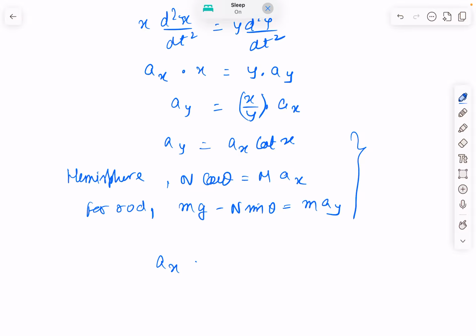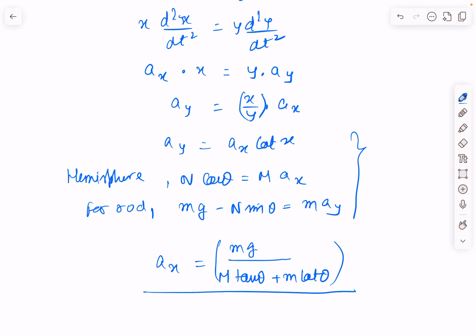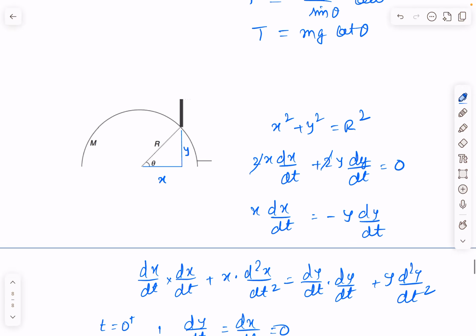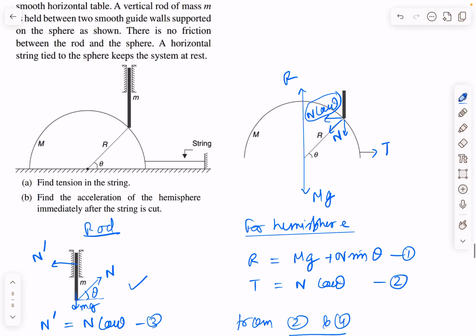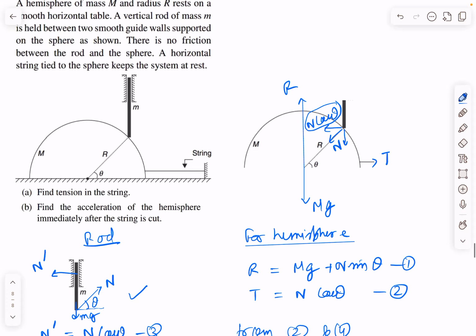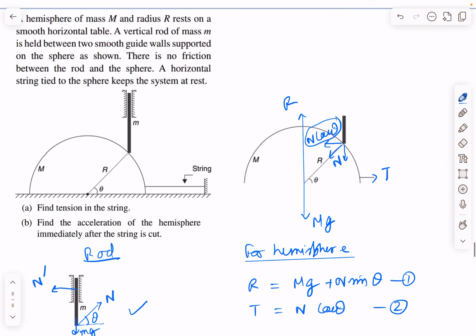We will get the value of ax, which is the acceleration of the hemisphere, as equal to mg upon capital M tan theta plus small m into cot theta. So this is the answer to the second part of the problem. Hope you get it. So you can go through the solution once. This is a very nice problem from Newton's laws of motion. Thank you very much.